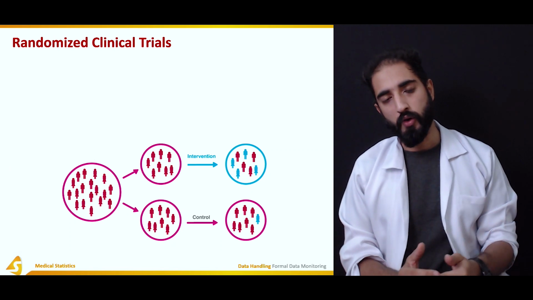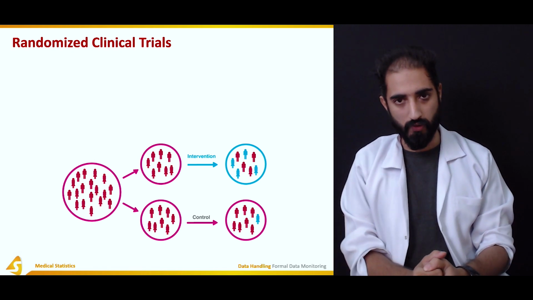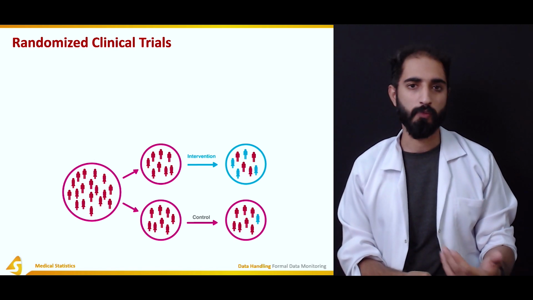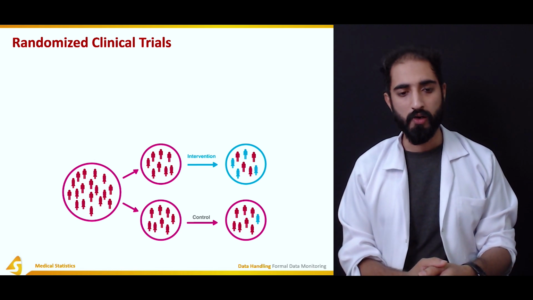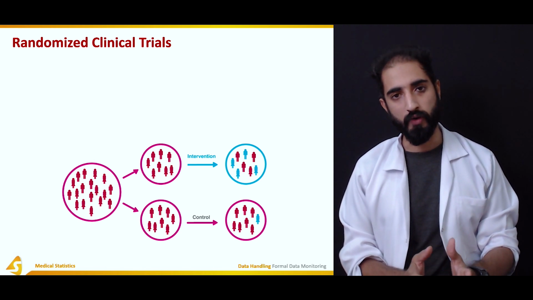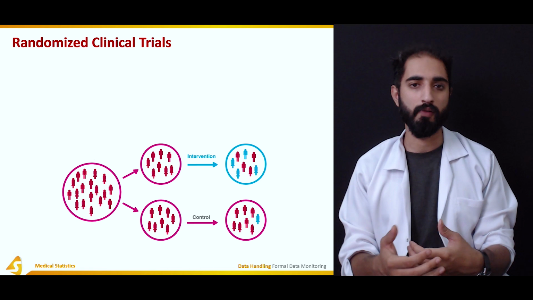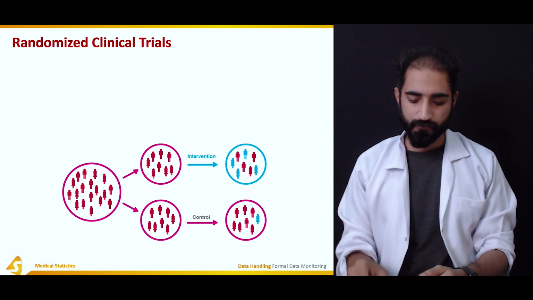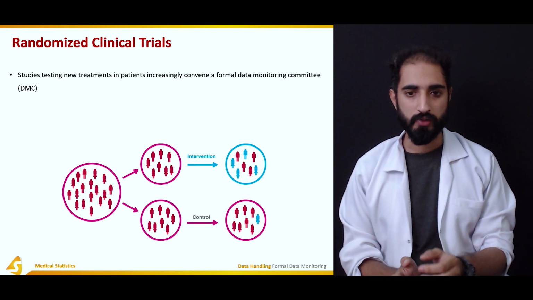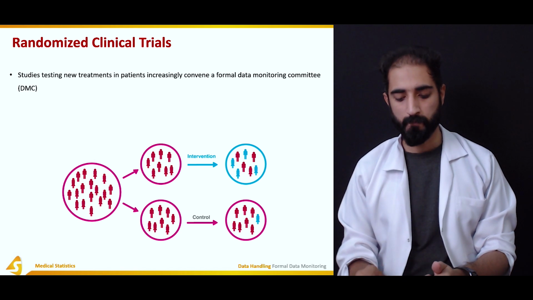So before we start off with DMC and its functions, first of all, we need to revisit what a randomized control trial is. A randomized control trial is usually used to find out the effectiveness of any prevention program or an intervention or drug or something like that, in which the sample is randomly allocated into two different groups, and one group receives the intervention and the second is the control, and we look for the effectiveness of that intervention. Studies such as randomized control trials, which are testing new treatments in patients, increasingly convene a formal data monitoring committee, also known as DMC.